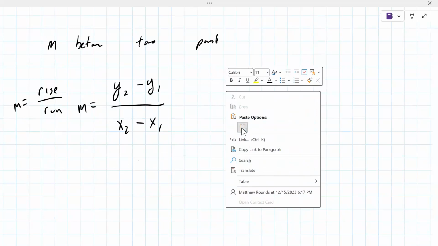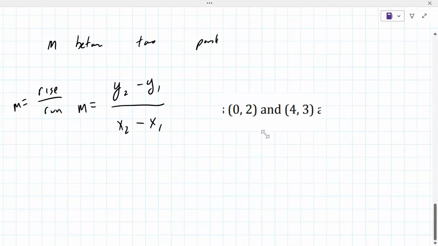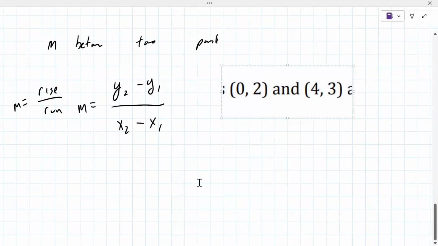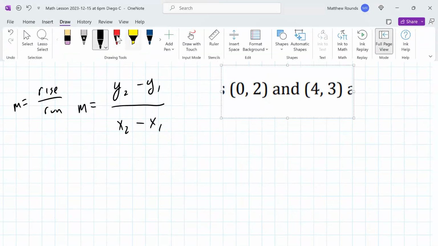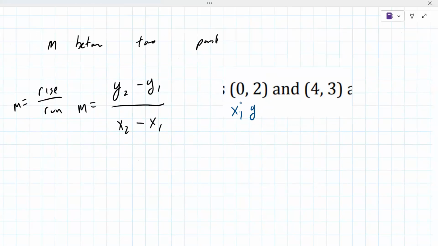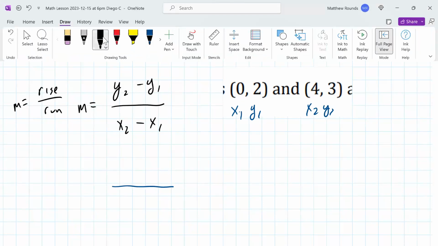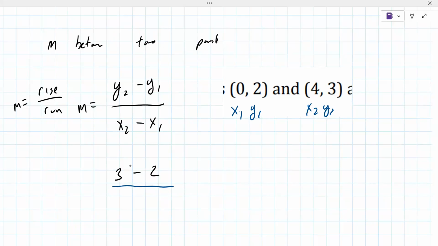Now, they're going to give you a problem. This is about the most basic problem that one could give you, where they give you 2 points and they say find the slope. What you could do is label them x1 and y1, x2 and y2. Why would that be useful? Well, they go into the equation much easier, right? So you just substitute numbers in. 3 minus 2 over 4 minus 0, which is 1/4.